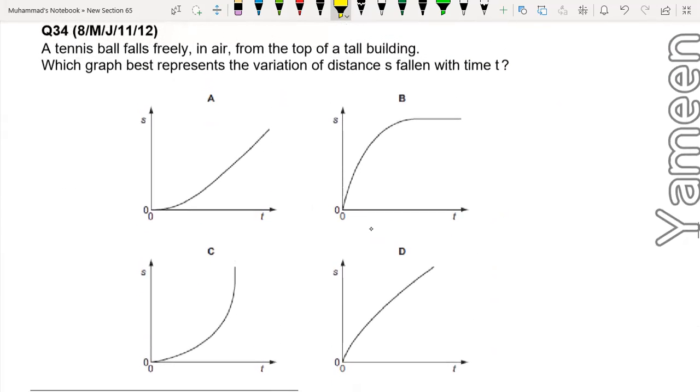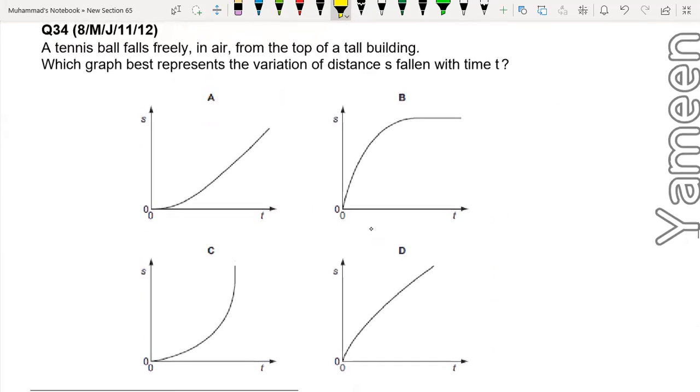A tennis ball falls freely in air from the top of a tall building. Which graph best represents the variation of distance S fallen? If it is a tennis ball, then air resistance will affect its motion. We cannot ignore air resistance. So this means acceleration will not be constant, and eventually it will reach the terminal velocity, and the gradient of the displacement-time graph should become constant. So initially the gradient should be 0. Over here the gradient is non-zero. Over here it is 0. Over here it is non-zero.